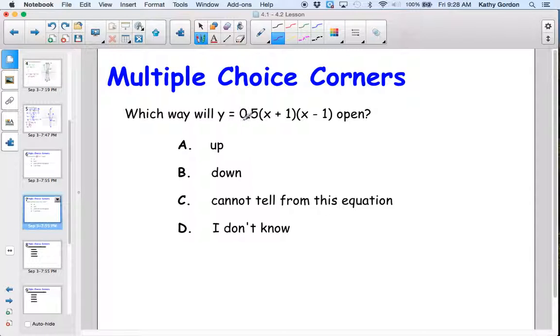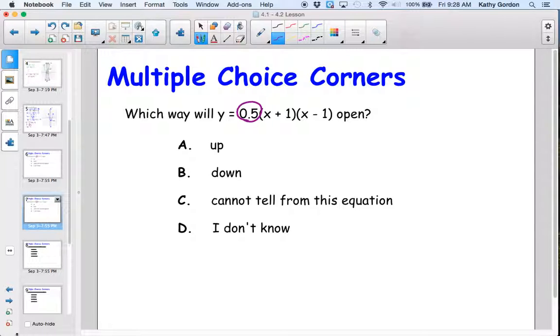Okay, so our A value here is this 0.5. It doesn't matter if it's integer, fraction, decimal, whatever. What matters is positive or negative. So as a positive 0.5, it's going to go up. All right, good. Y'all got that one.